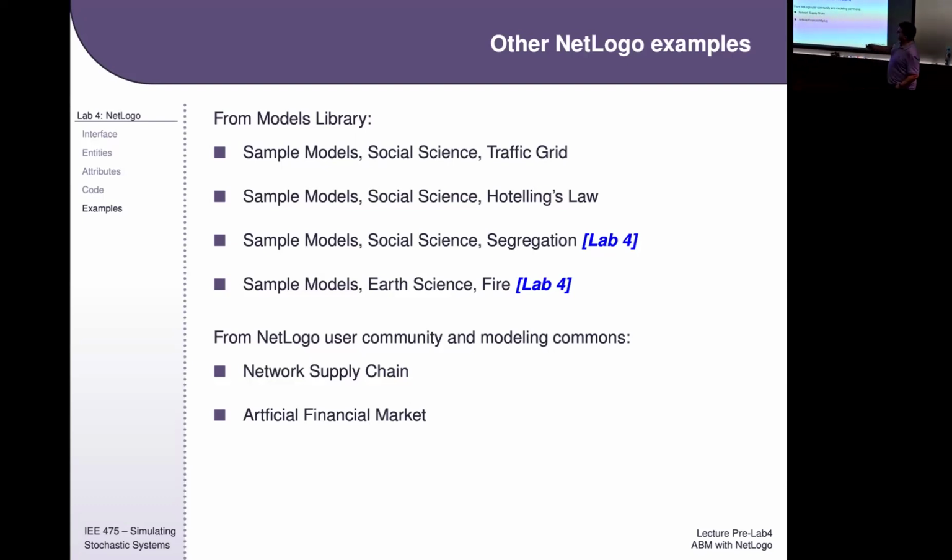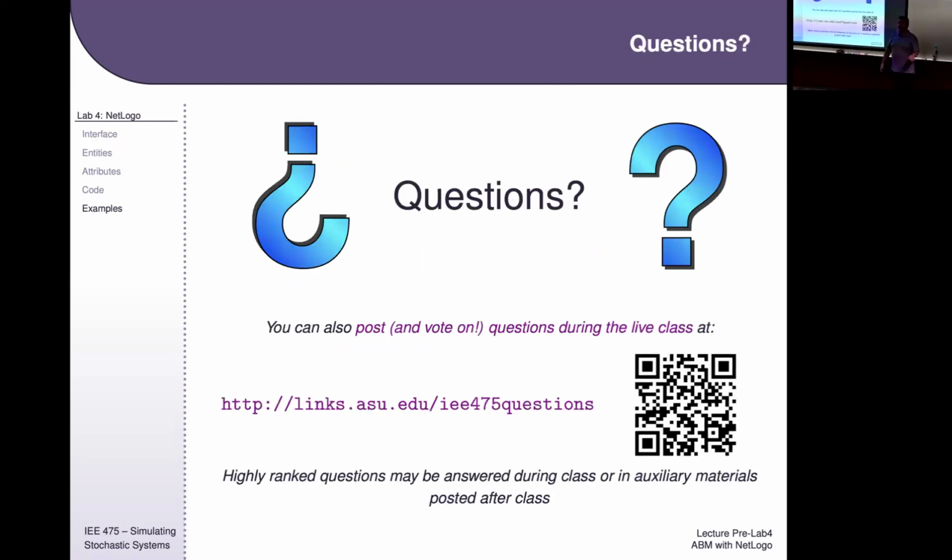But then there's also a huge NetLogo user community and modeling commons where people have done things like supply chain modeling, the financial market, and certainly the beer model that folks use in other classes has been implemented in NetLogo. So a huge contributed community of models as well as the ones that are built into the samples. So that's NetLogo. Again, you'll get more introduction to it in Lab 4, but any general questions before you go into Lab 4 and kind of get unleashed on your own?